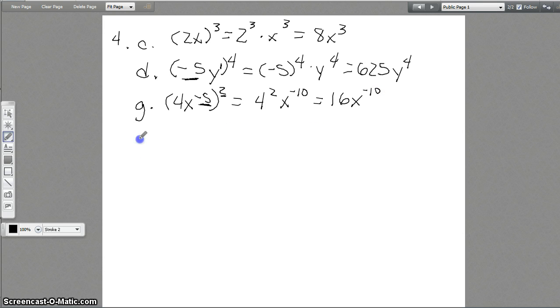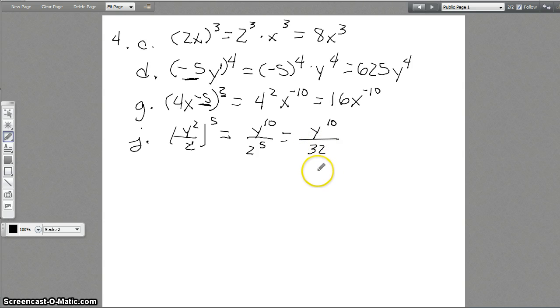Now we're going to hop over to J. Part J says y squared divided by 2, and all of that is raised to the 5th power. Well, y squared to the 5th power is y to the 10th, because we multiply our exponents. And then we're going to divide that by 2 to the 5th. 2 is already automatically to the first power. So when we raise it to the 5th power, we multiply our exponents. 1 times 5 is 5. So what we have is y to the 10th power divided by 2 to the 5th, which is 32, because when you count by 2's, we have 2, 4, 8, 16, and then 32.